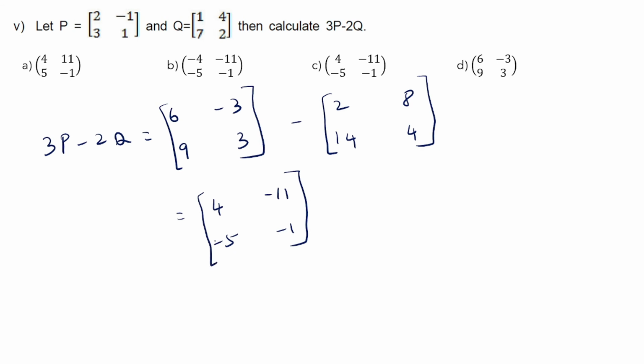So the correct option is option C. 4 minus 11 minus 5 minus 1.